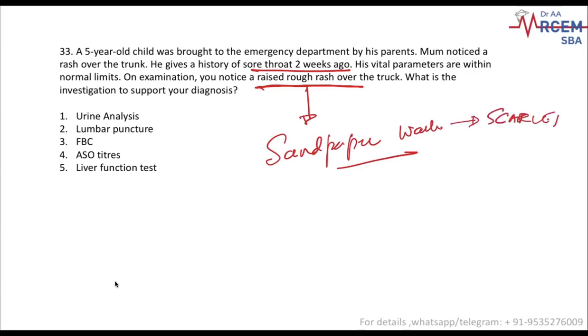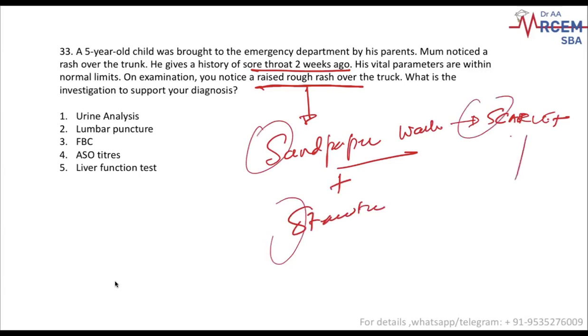Along with it, usually we see a strawberry tongue also. These are the classical features. Yes, yes, and yes, it's scarlet fever. Scarlet fever is a complication caused by group A beta hemolytic streptococci, also known as Strep pyogenes. So Strep pyogenes can be diagnosed with ASO titers. It will support your diagnosis if you get ASO titers. It is not a must to get it done, but it will support your diagnosis.